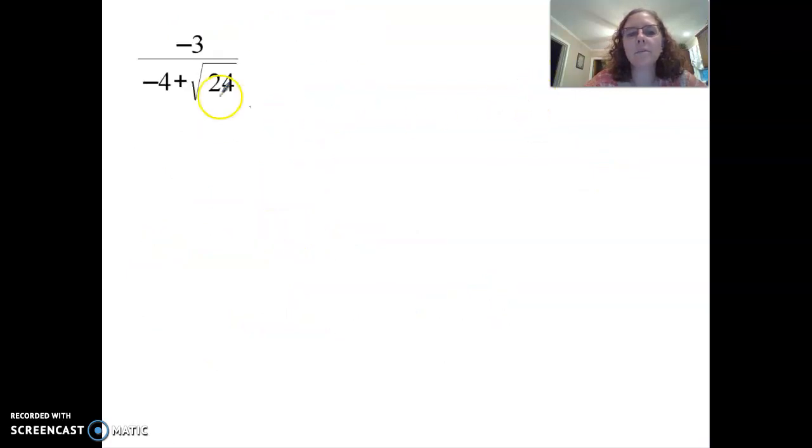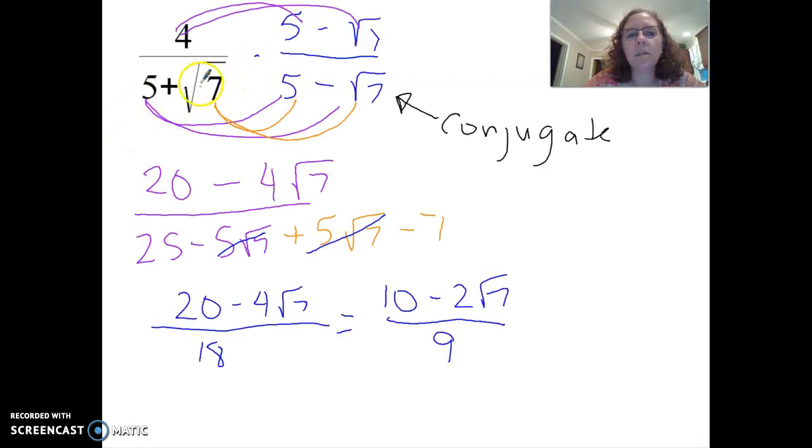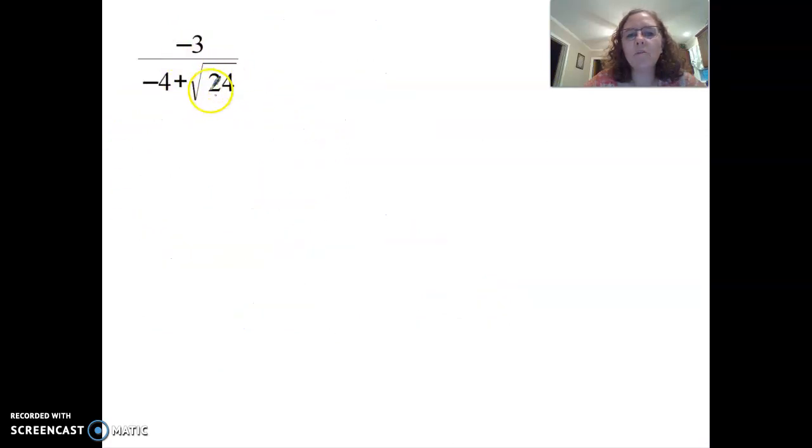Okay, look at this one. So this one has a monomial on the top and a binomial on the bottom, but this time I need to try to simplify. Look at this one. 7 was a prime number, so there was nothing to simplify. But 24 is not prime. So let's see if we can do a factor tree on 24.